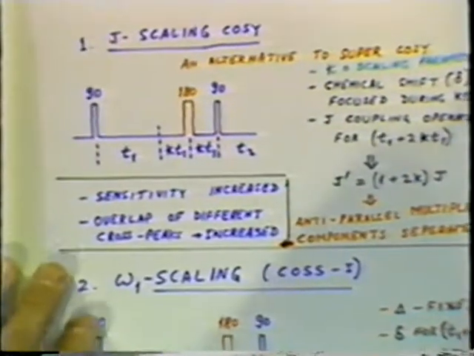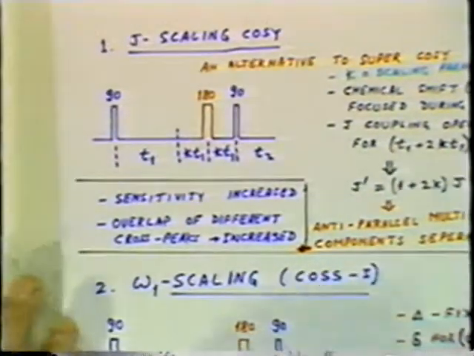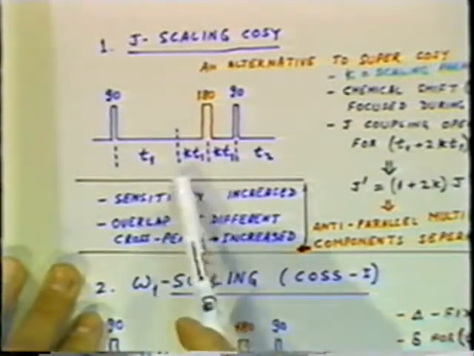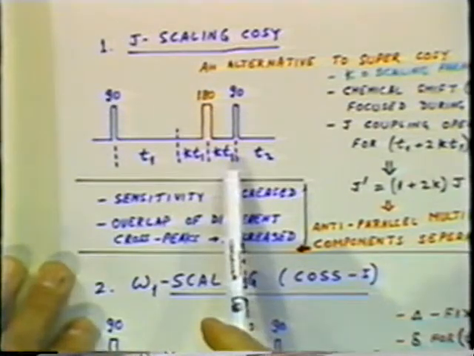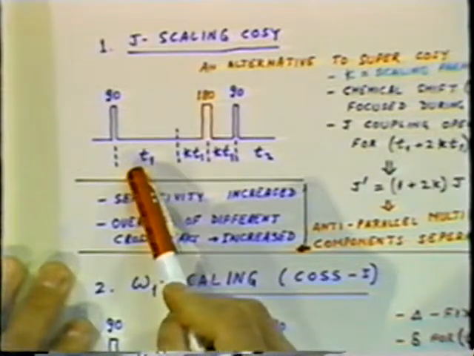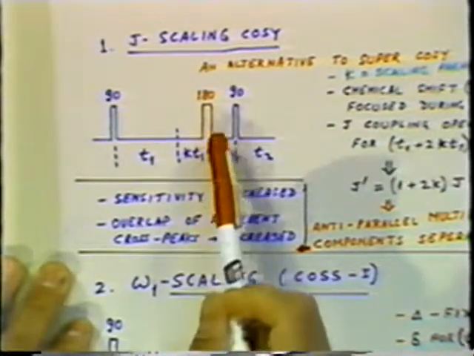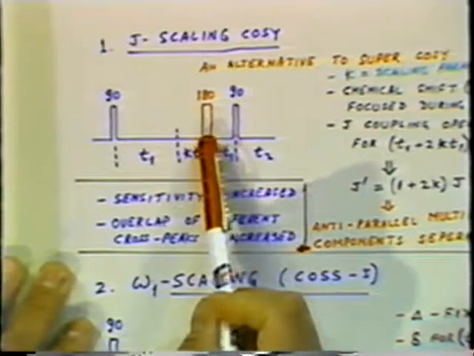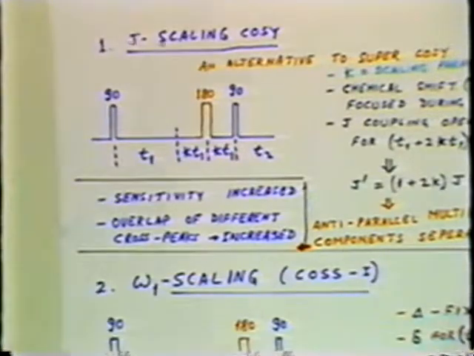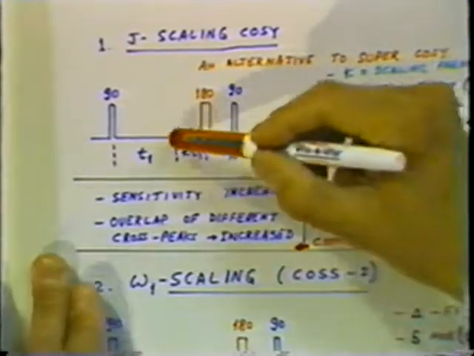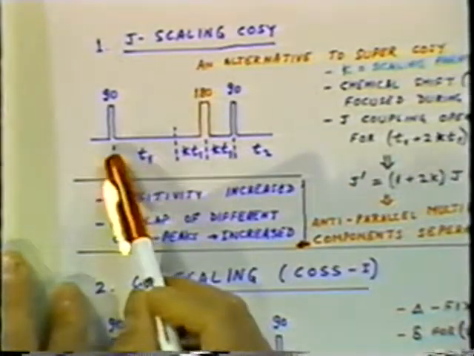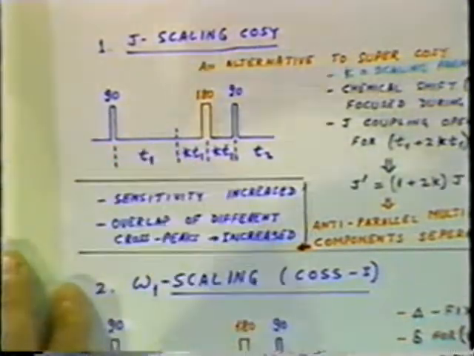And therefore the experiment also looks very similar to the super scheme. The experimental scheme for J scaling, the J scaled COSY, is again a delay, but here it's not a fixed delay. This delay is incremented with T1, it is a function of T1, with a 180-degree pulse in the middle. The 180-degree pulse in the middle of this delay does the following: it refocuses the chemical shift during this period. So there is no chemical shift increment. Chemical shift is only seen in this period, so there is no chemical shift scaling.